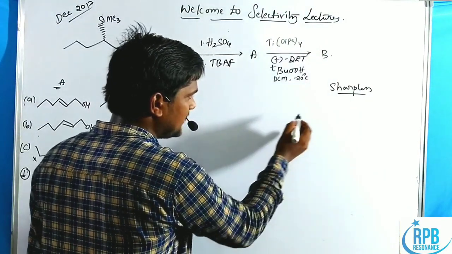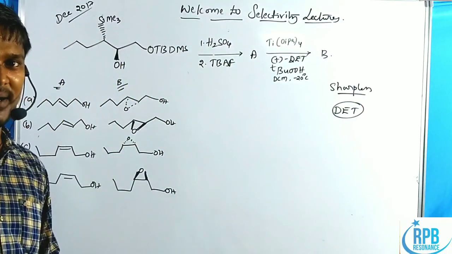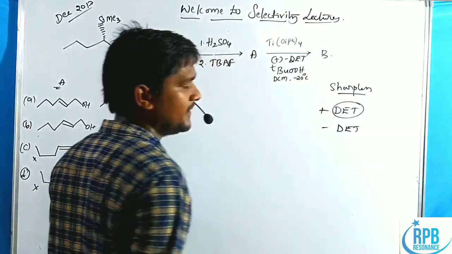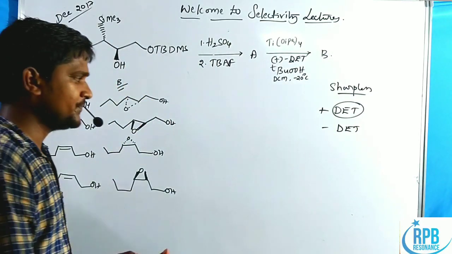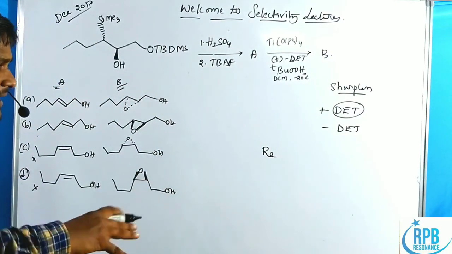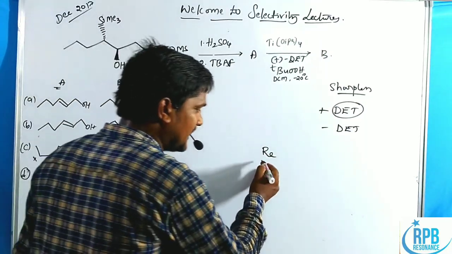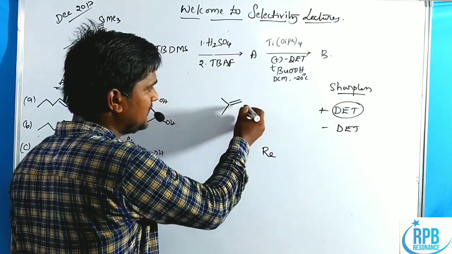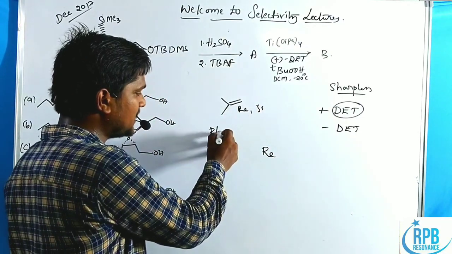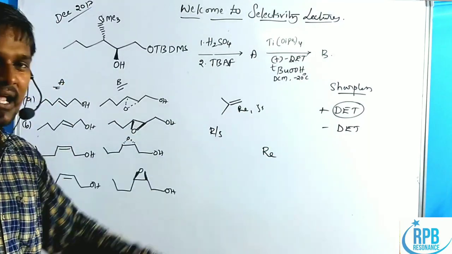Here the DET is given as the chiral auxiliary, that is a DET ligand, either plus DET or minus DET based on its chirality. So plus or minus DET is there. Based on the face of the allylic alcohol, we will find the stereochemistry. Generally chiral compounds have R and S descriptors, but double bonds, olefinic compounds, are denoted by the Re and Si faces.